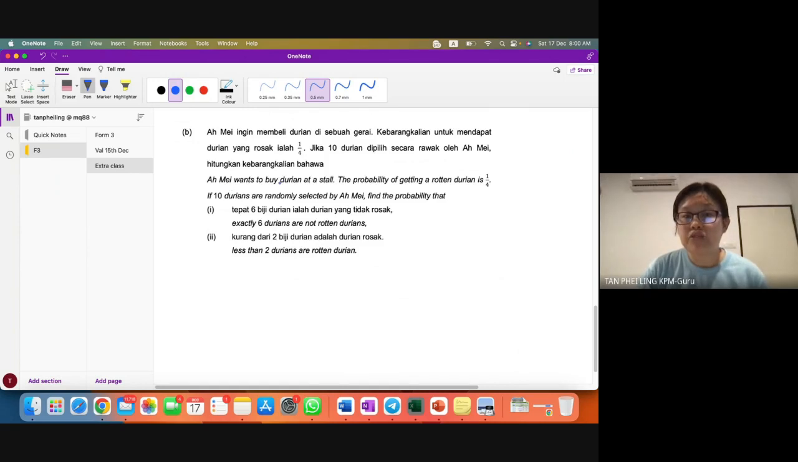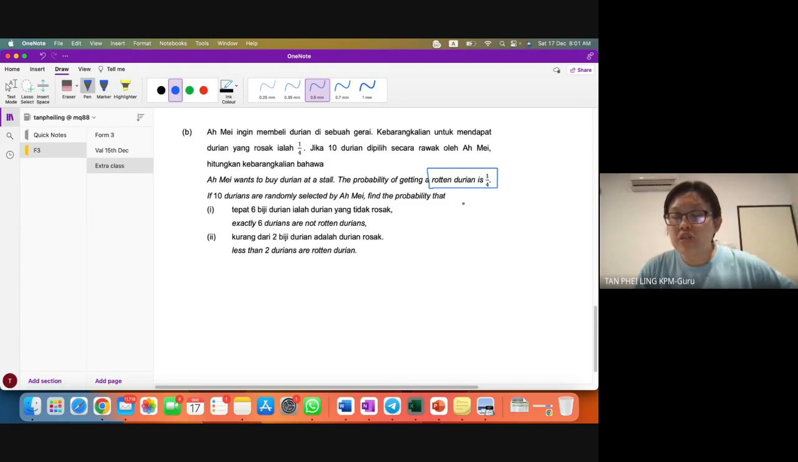Okay, so we'll move on to Ame. Ame wants to buy durian at a store. Probability of getting a rotten durian. So you see, this event now is not about time anymore, because time is a continuous random variable. That's why you need the normal distribution. And now durian, you can count them one by one. So it is a discrete random variable, and you are given a rotten durian is 1/4.